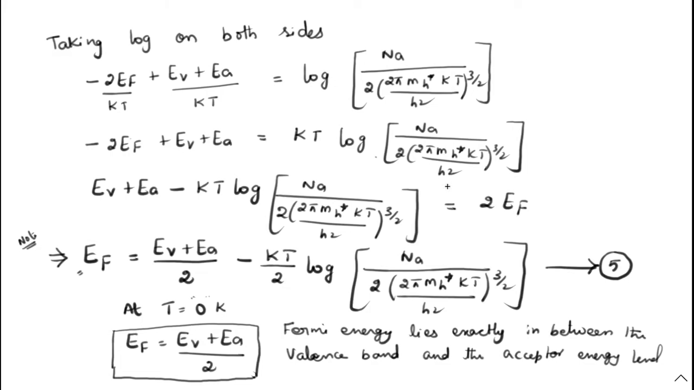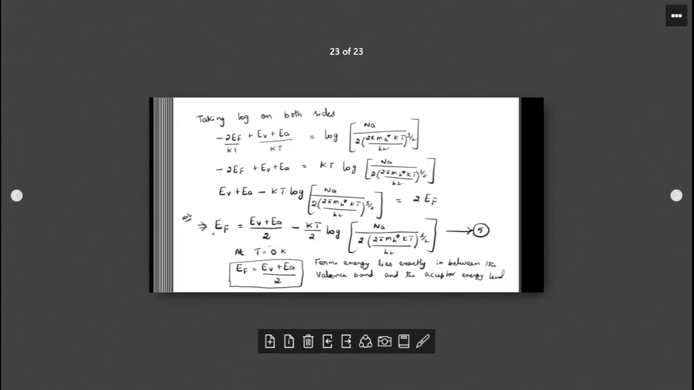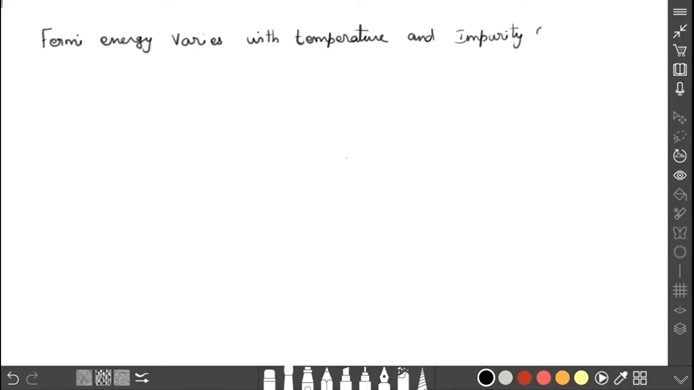So next what we have to discuss, what is the variation of Fermi energy with temperature. Okay, so now I will start. Fermi energy varies with temperature and impurity concentration. Okay, so two things, one is temperature, and another one is impurity concentration, right? So let us see one by one.